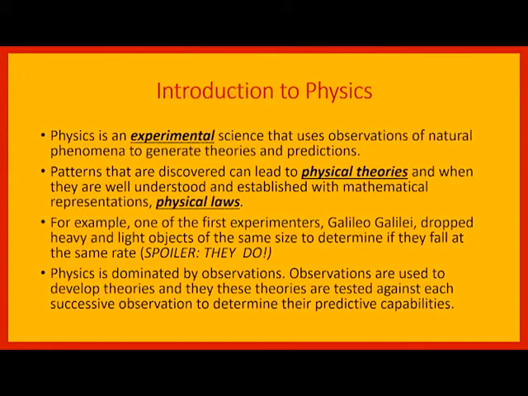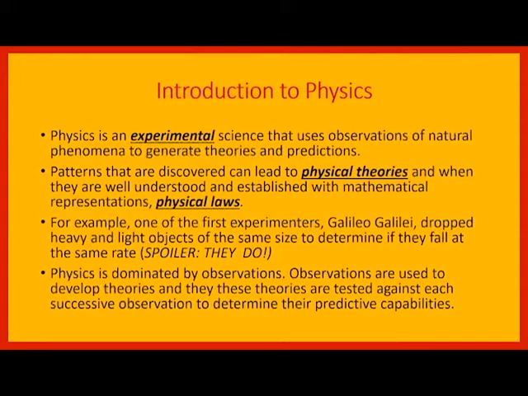Physics is an experimental science where we use observations to generate theories that we can then use to predict what will occur in the future. Patterns are observed, data is collected, and over time theories emerge. Those theories are tested over and over again. And if those theories are shown to be true over and over again, then those theories become laws.